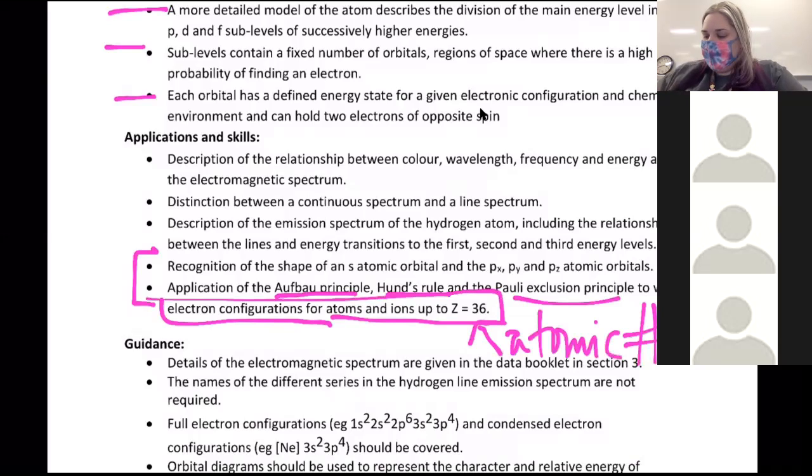And so it says up to atomic number 36. Number 36 is krypton. So we don't have to do any elements past krypton, which is the fourth row, the fourth period. It's not required for IB. But anything up to number 36, up to krypton, you should be able to write the configuration following those three rules. So that's what we're going to see today.